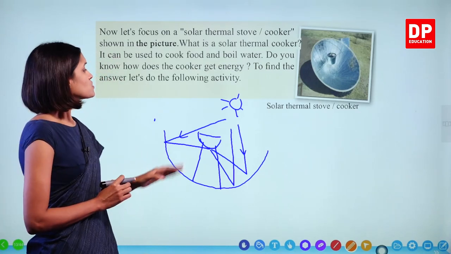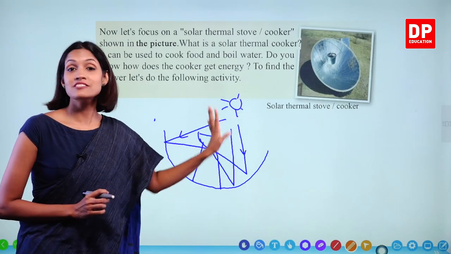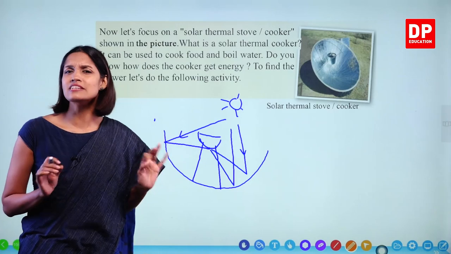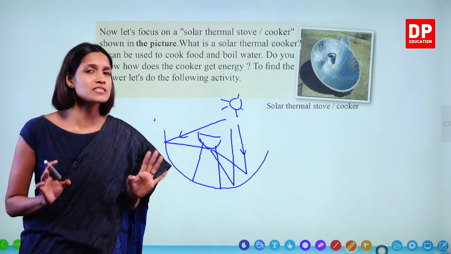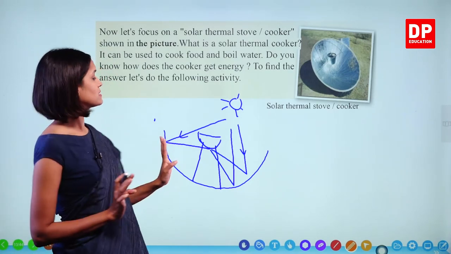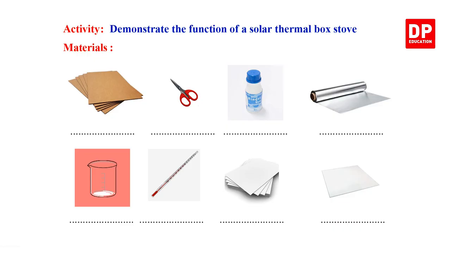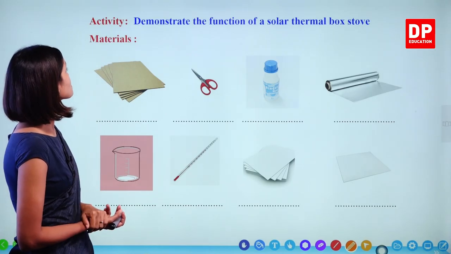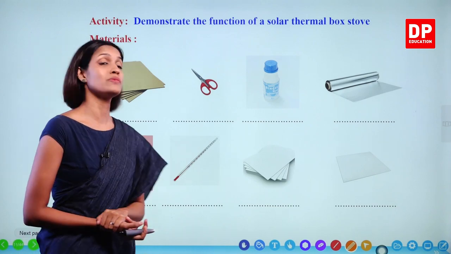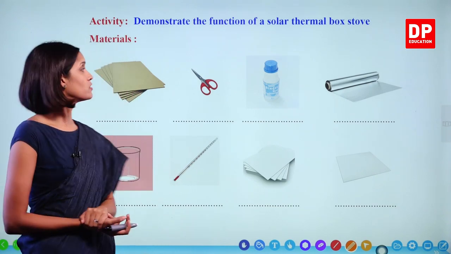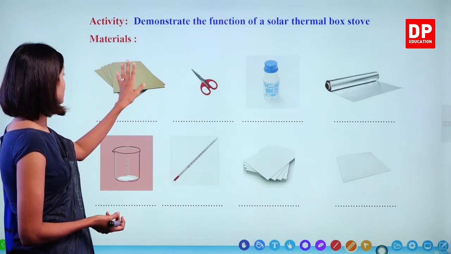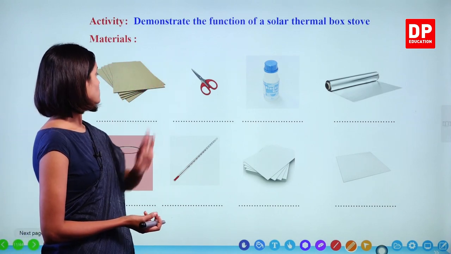Okay, children. So we are going to make a similar structure now. This is going to be an interesting activity. You all can do this activity at home. Let's see how to do this activity. The activity is to demonstrate the function of a solar thermal box or stove. So to do this activity, what are the things we need?